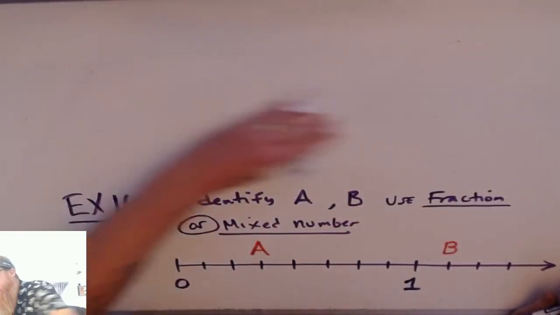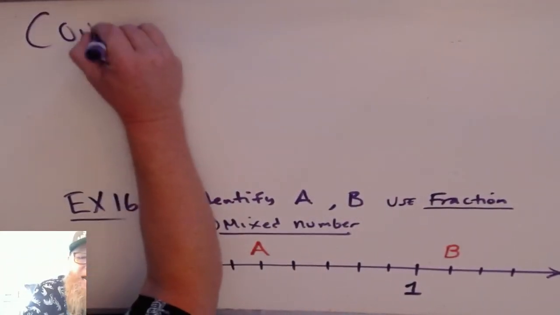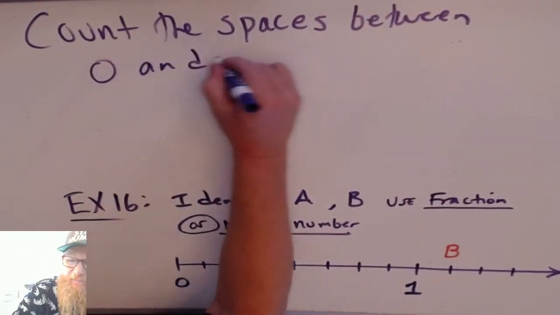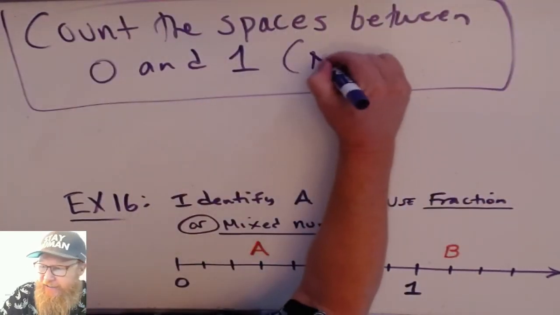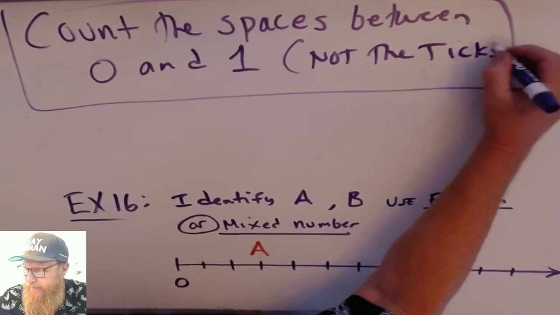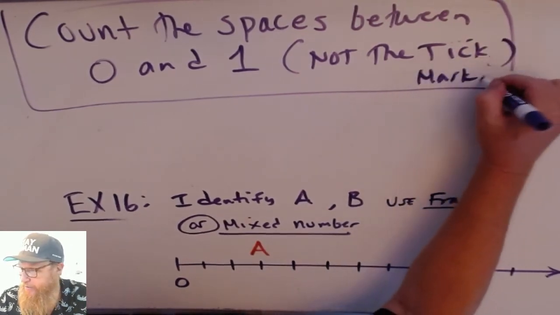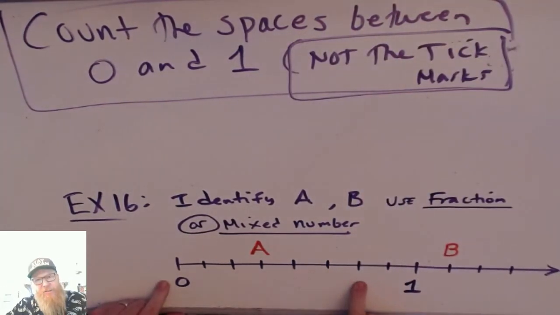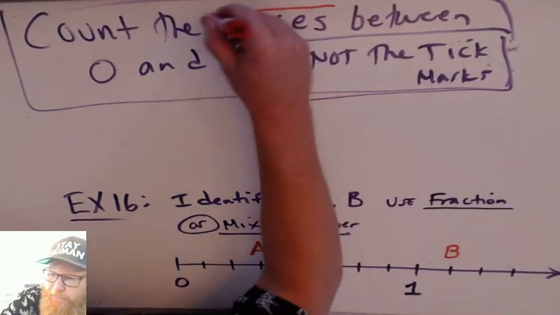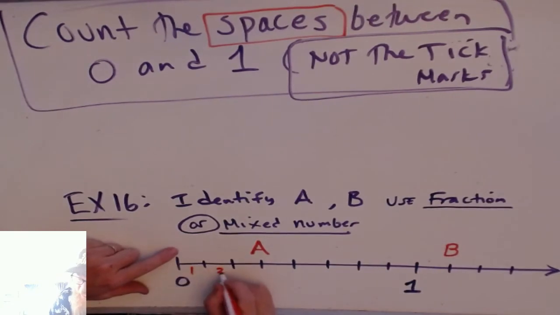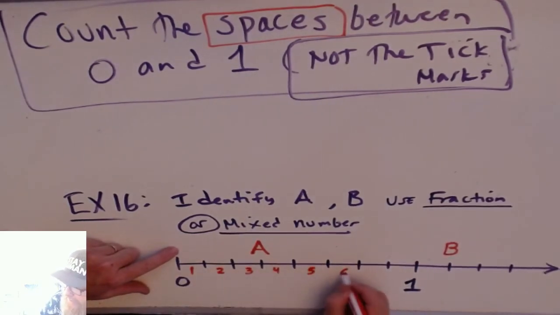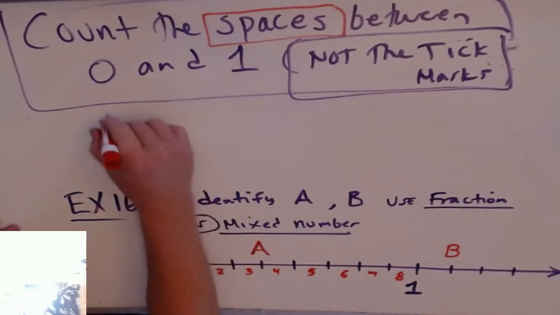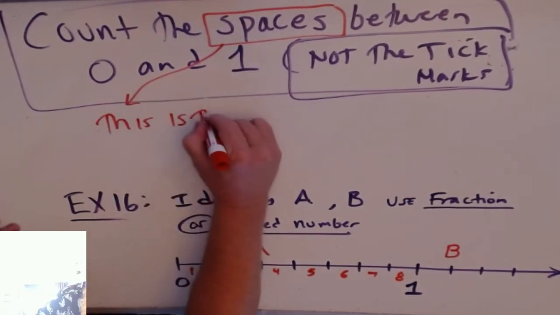Now, here's the most important thing about the number line. Count the spaces between 0 and 1. Not the ticks, or the tick marks. Do not count the tick marks. If you count the tick marks, you're going to get it wrong. You want to count the spaces. 1, 2, 3, 4, 5, 6, 7, 8. Count the spaces between 0 and 1. This is the denominator.